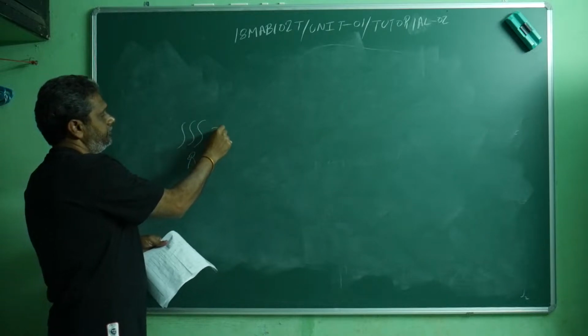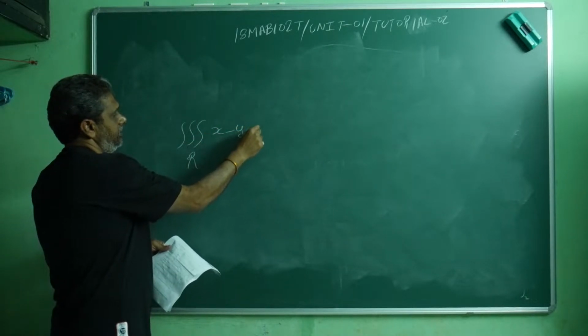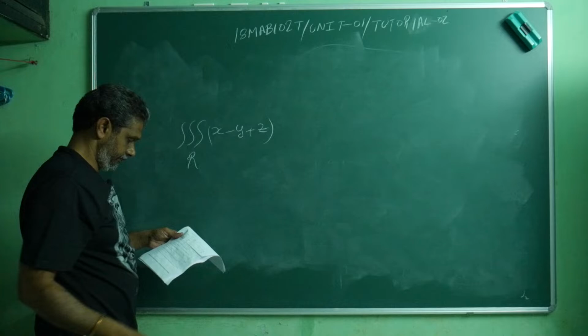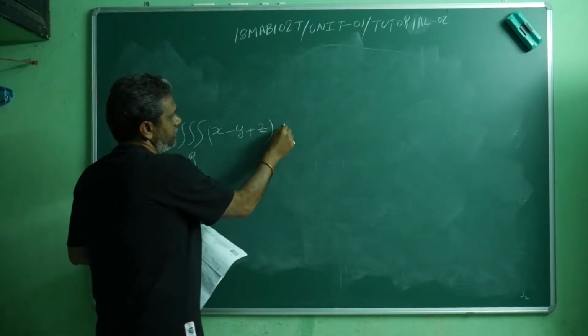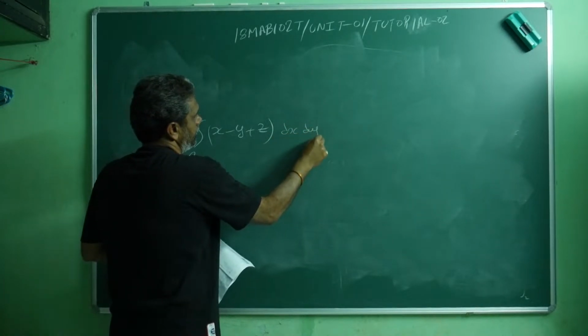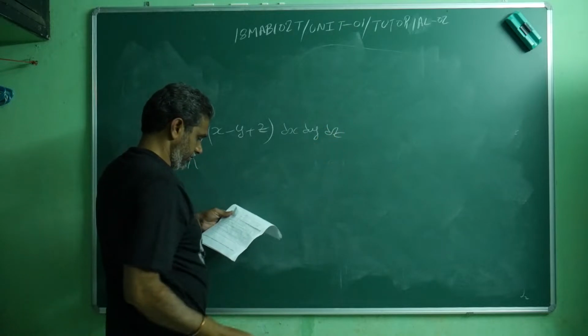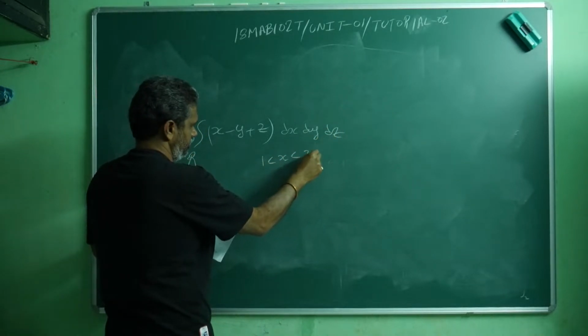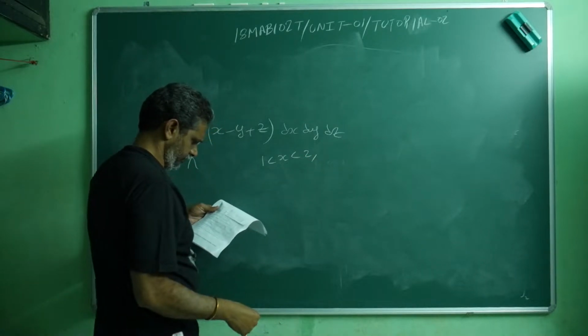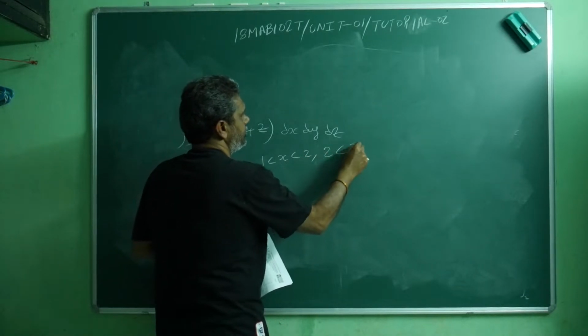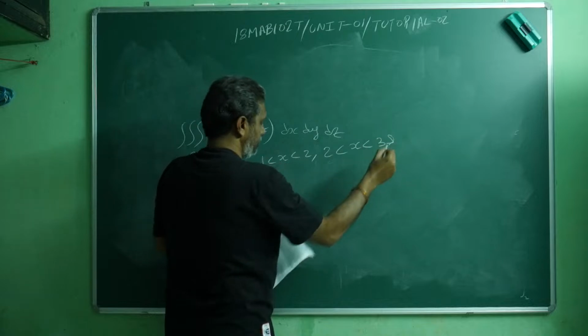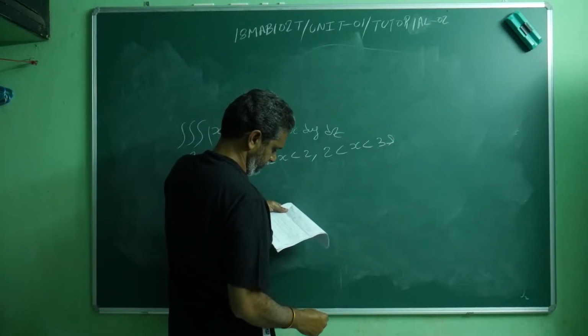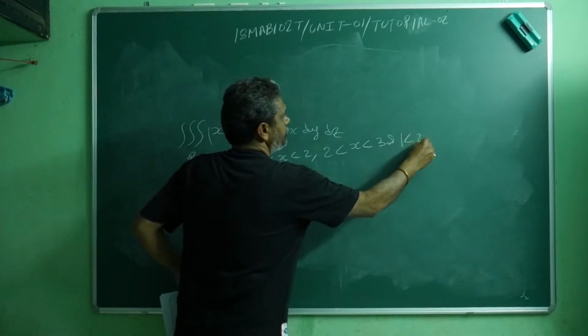Evaluate the triple integral over the region of (x minus y plus z) dx dy dz, where x is running from 1 to 2, y running from 2 to 3, and z running from 1 to 3.